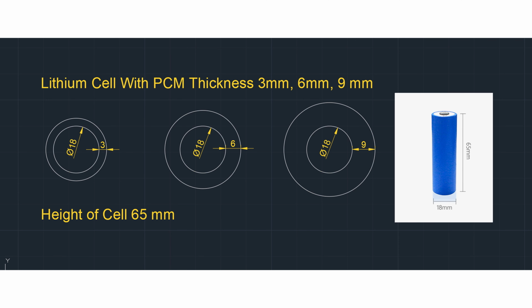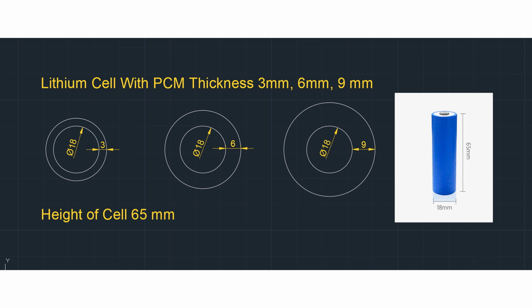So this is the specification which we are going to use today. The height of the cell is 65 mm. For the first case, you can observe 18 mm is the diameter, that is radius 9, plus 3 mm thickness, so 9 plus 3, that is 12. In the second case, the diameter is 18, that is radius 9 plus 6, that is 15. And the third one is 9 plus 9, that is 18. This is how we are going to check the various combinations. So the PCM thickness is 3 mm, 6 mm and 9 mm.